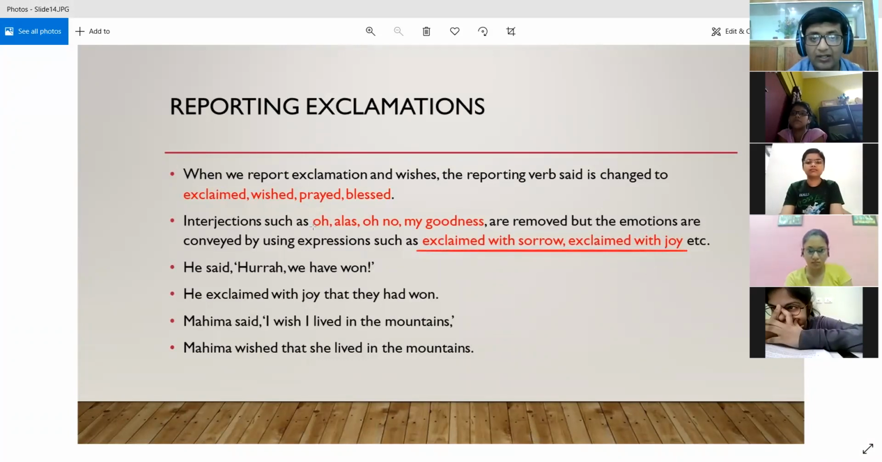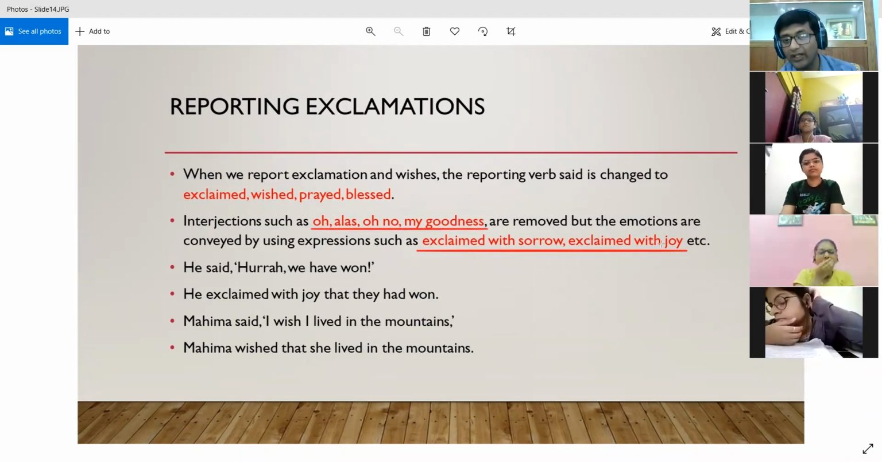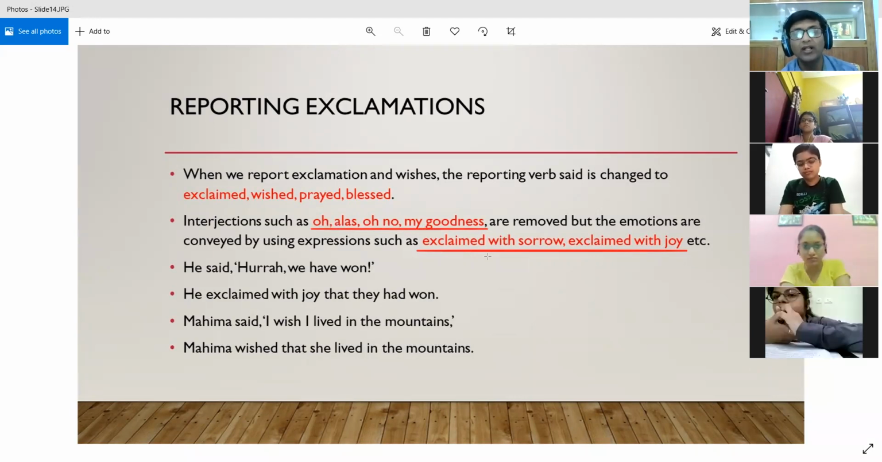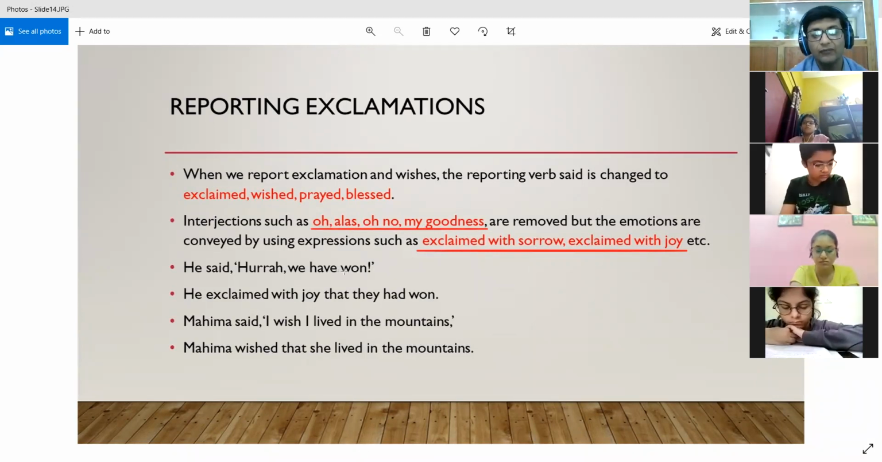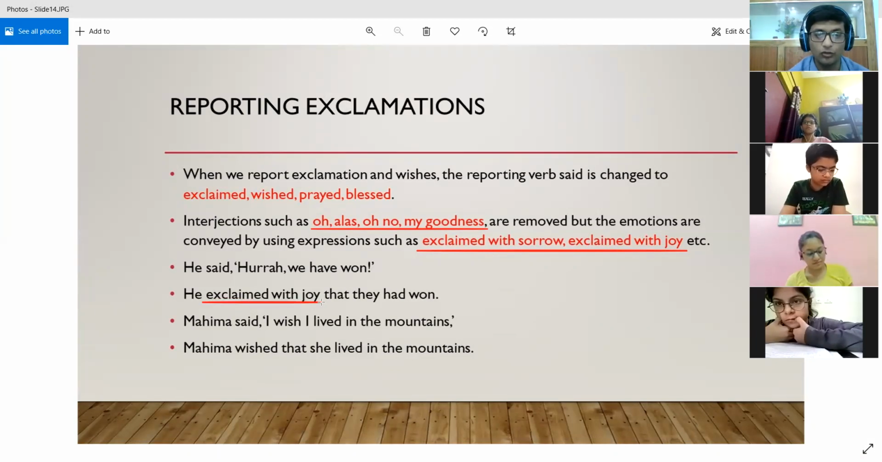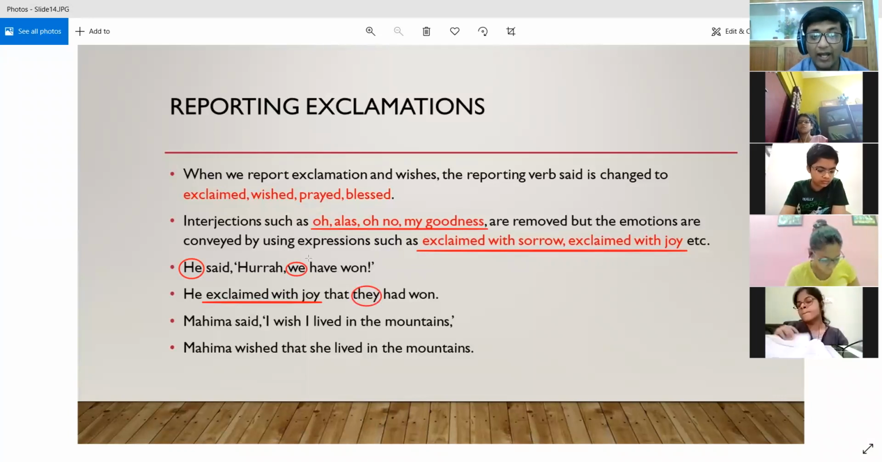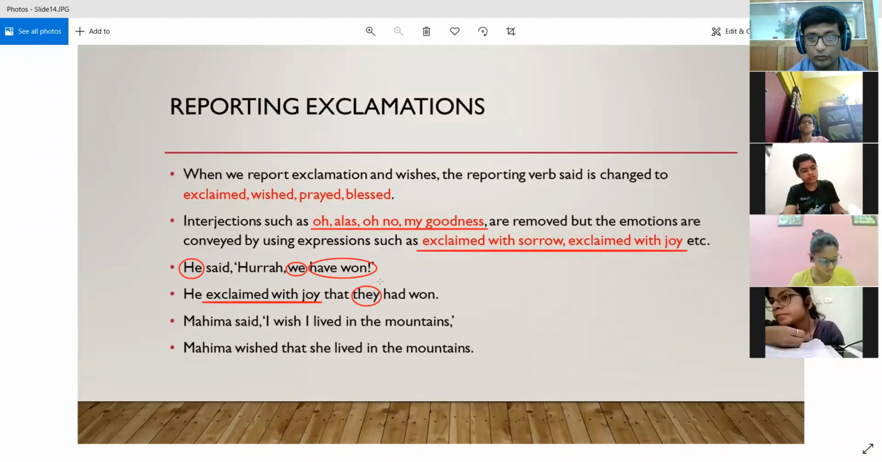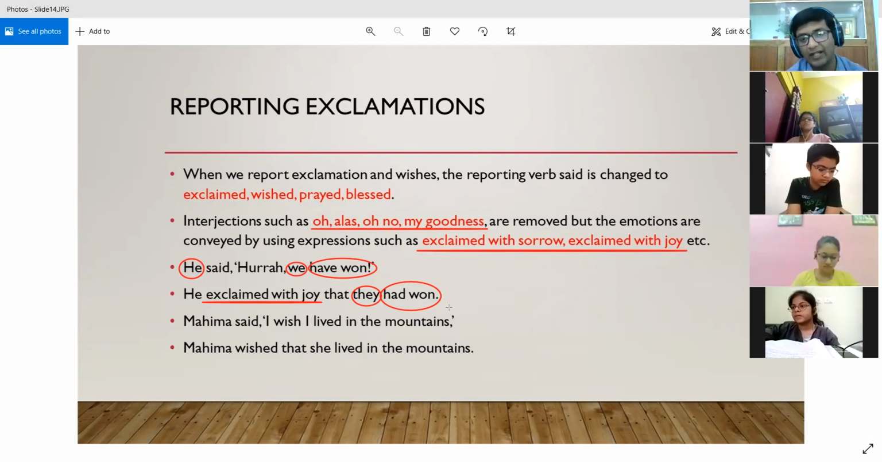So the interjection part is removed, but if it is a happy emotion, then we use exclaimed with joy. If it is a sad emotion like alas, oh no, then we can say exclaimed with sorrow. Okay. See the example. He said, hurrah, we have won the match. So how is it changing? He exclaimed with joy because this is showing happiness, right? So exclaimed with joy, we have won, because he was present as the subject. So we is now going to change into they. They, then have won is the present perfect tense. So naturally it is going to change into past perfect. So had won is there. So he exclaimed with joy that they had won the match.